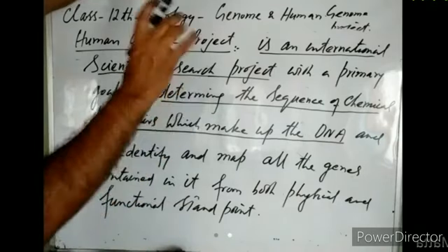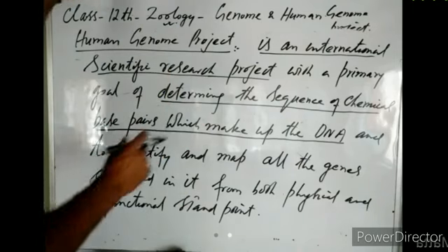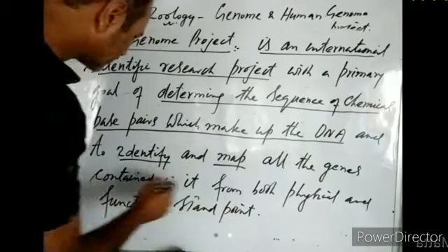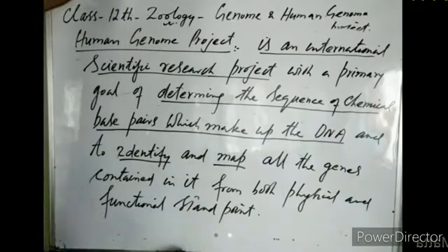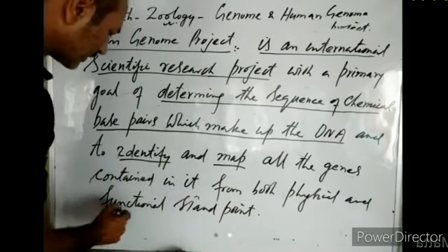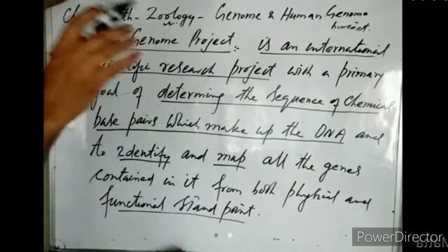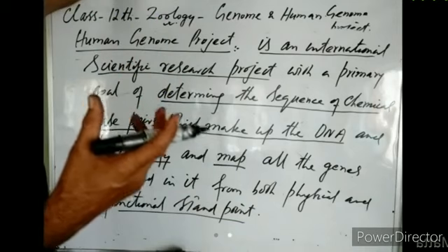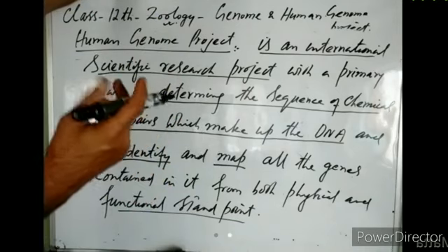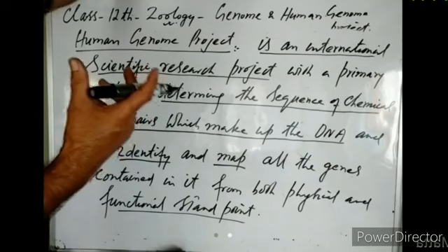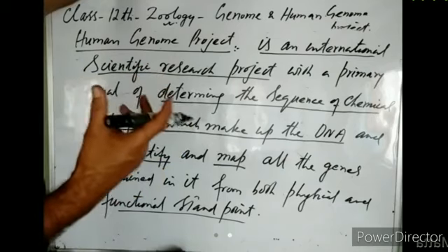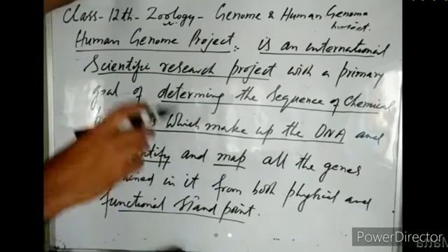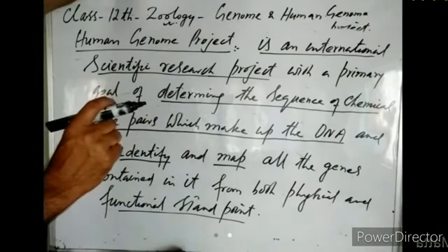So the primary goal was to know the exact sequence of base pairs in the DNA of human beings, and to identify and map all the genes contained in it from both physical and functional standpoints. Another important goal was to identify where the genes are located in DNA, and to draw maps by which we can easily understand the location of a gene.